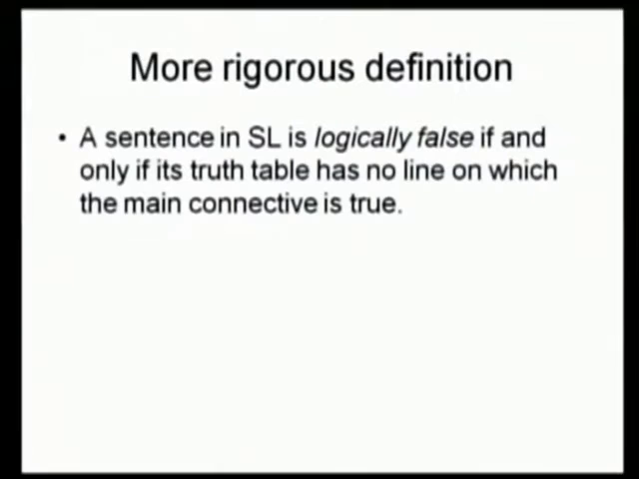Nathan? It's neither logically true nor logically false. And that means what? How will it look? You cannot determine the truth value with just sentence logic. Okay, but let's do this in terms of truth tables. That's the more rigorous definition: a sentence is logically indeterminate if its truth table has no line in which the main connective is true. What will the truth table of a logically indeterminate sentence look like?